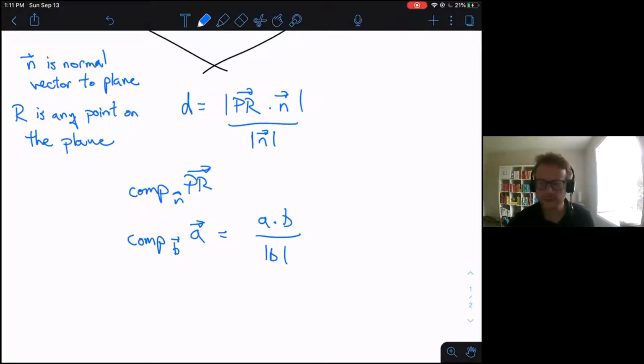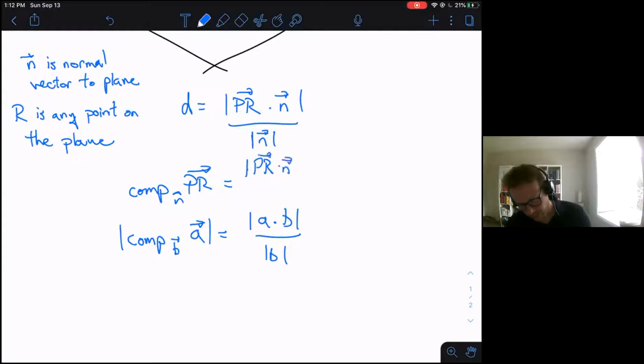The only thing is that for a distance, we want to make sure that this is positive. Certainly the denominator is positive. We want the numerator, this dot product, to be positive here. So really it's just the absolute value of the scalar projection. Applying this here, the absolute value of PR dot n onto n here.